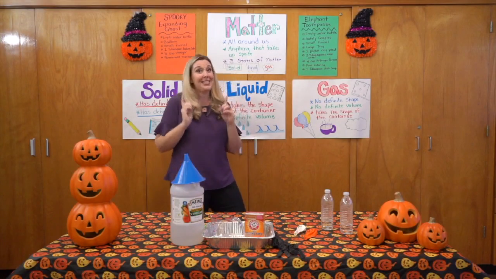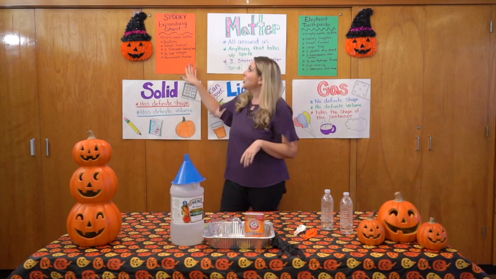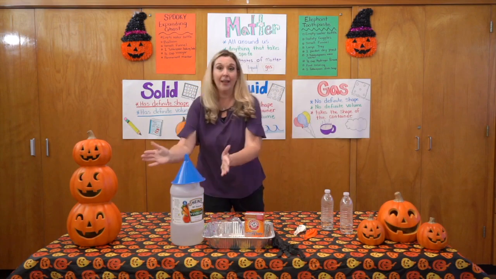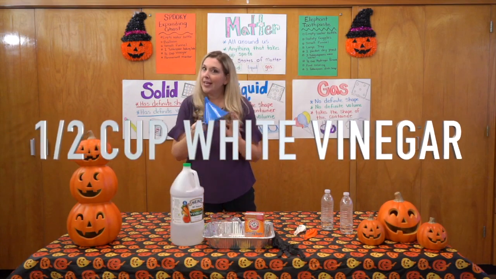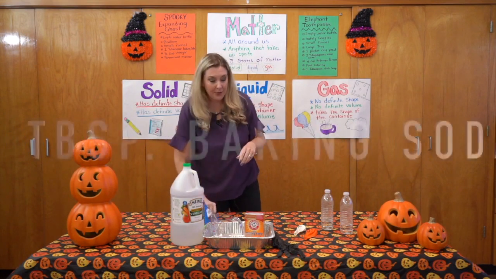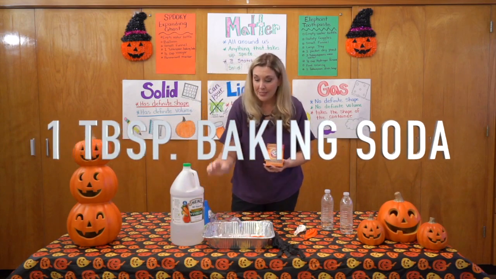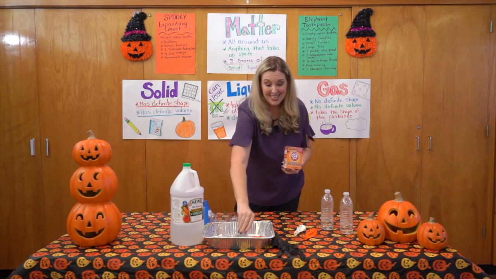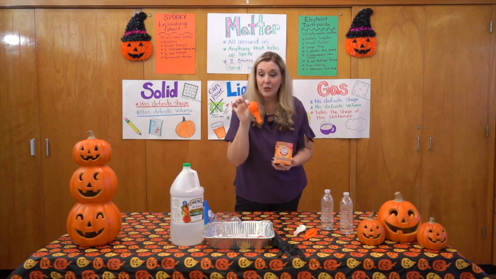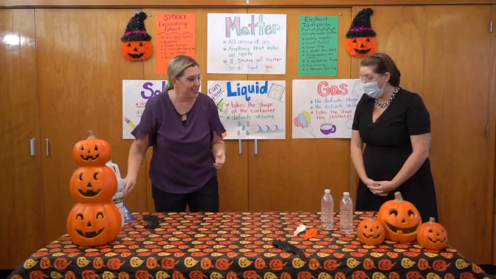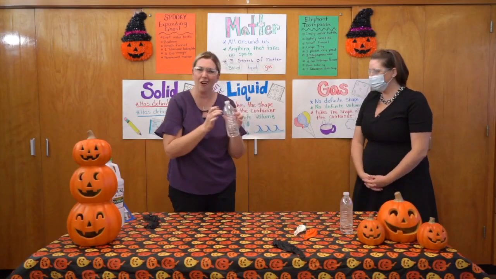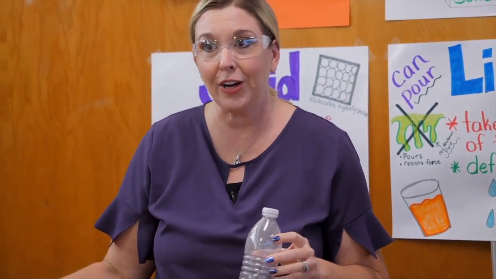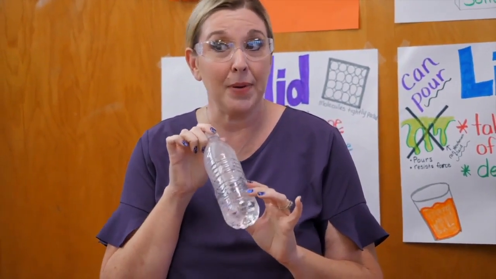That's right. So today we are going to be making spooky expanded ghosts. So today you're going to need white vinegar, a funnel, baking soda, a measuring cup, some safety glasses, and some fun balloons that you can draw a face on. So in our bottles, which are a solid, I put a liquid. This liquid is white vinegar. So there is a half a cup of vinegar in here.